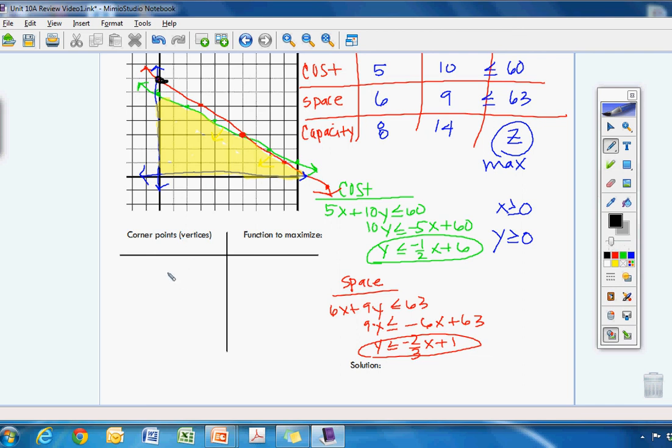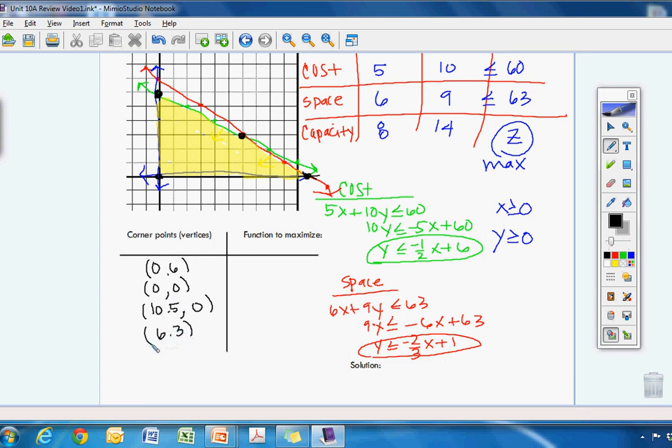We have 0, 6. It's right there. I meant to say 0, 6. Okay. And then we hit 0, 0. We go over, and you can notice that this is going to actually be intersecting off the graph. So you need to plug that in, and you'll get 10.5, 0. And then it's intersecting right here at 6, 3.